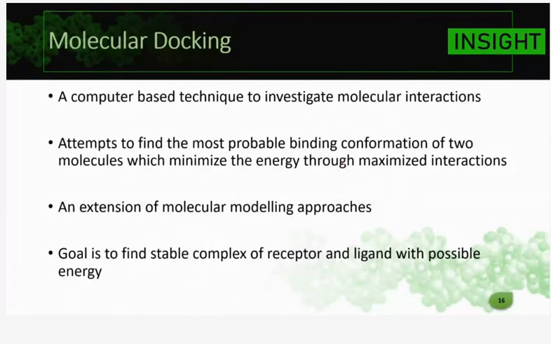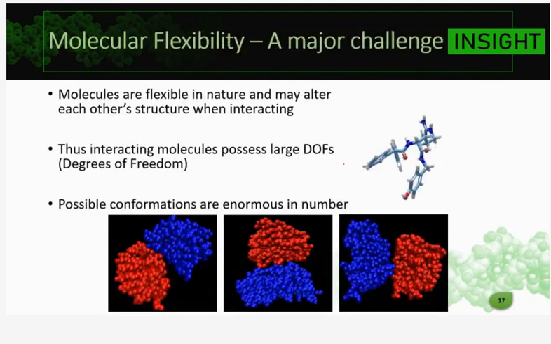The goal is to find the stable complex of receptor and the ligand, which can be of varying natures. And of course, the goal is to predict the possible binding energy, because the binding energy is going to be more useful for us to identify and study the interactions between two molecules to get their chemical reaction in place. That's what molecular docking does.